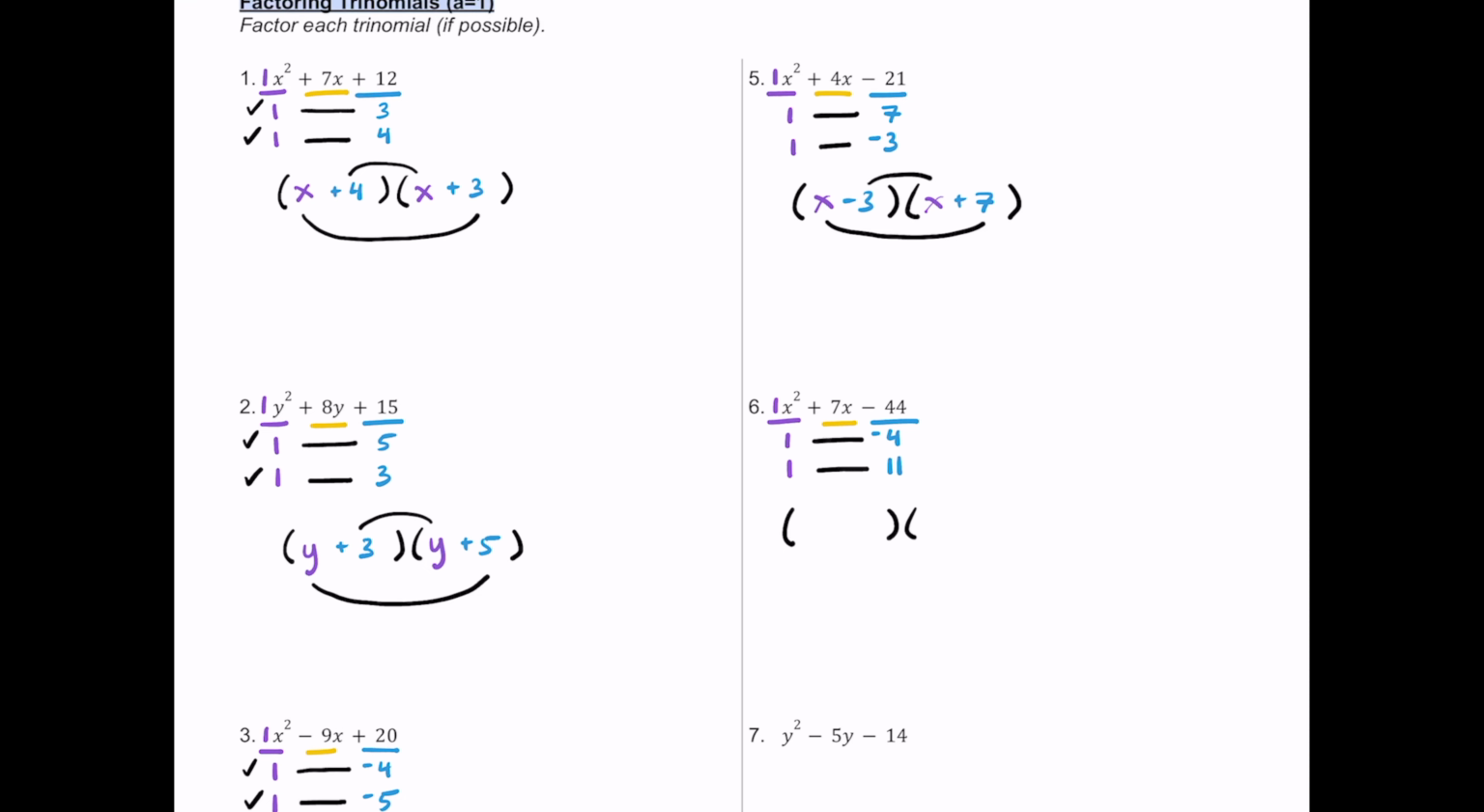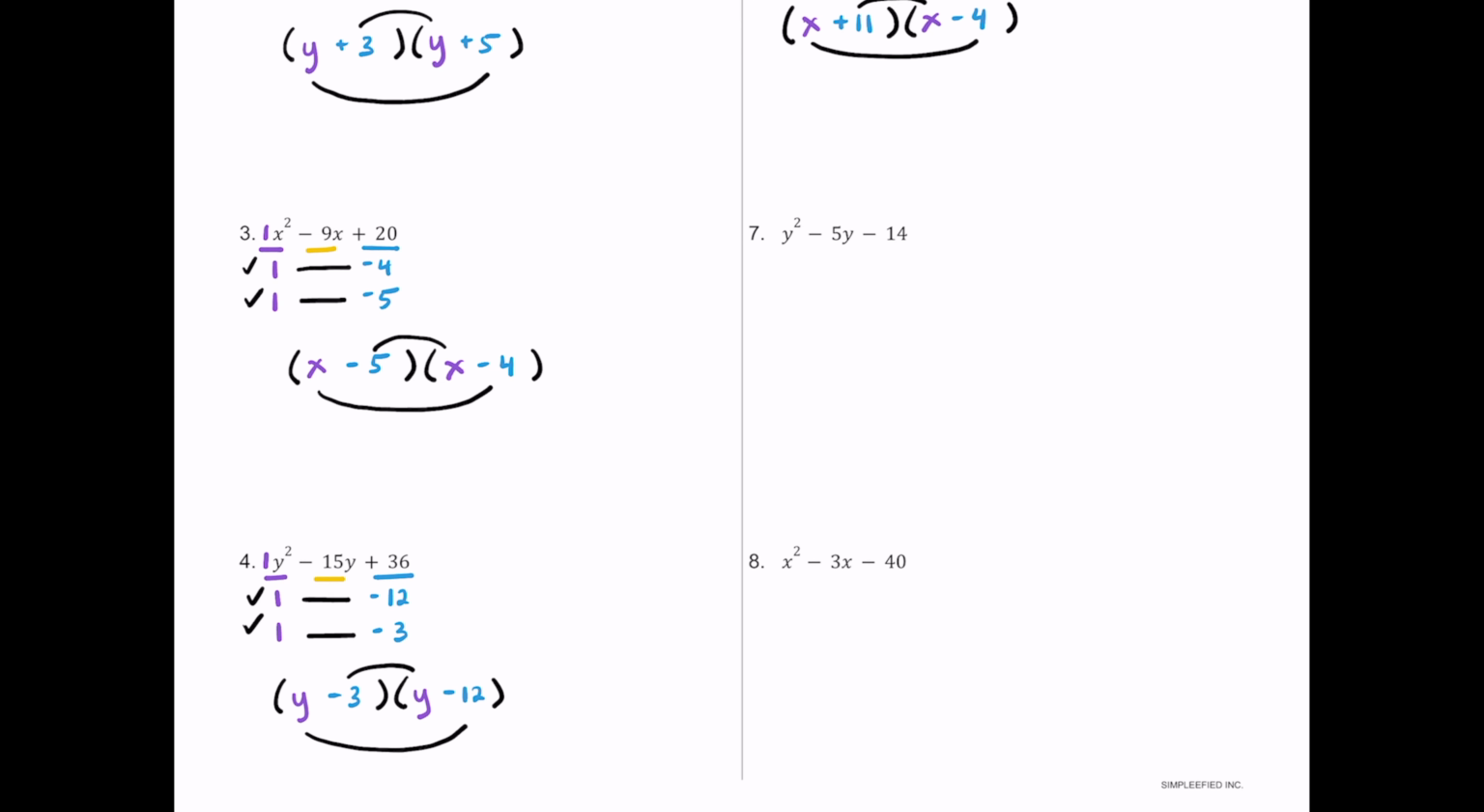And so we can go ahead and open these up. I'm going to go ahead and put an x and an x to make the x squared. Then I'll put the minus 4 on the outside and the positive 11 on the inside. So this is where you're getting your negative 4x and positive 11x that match to get positive 7x when you combine them.